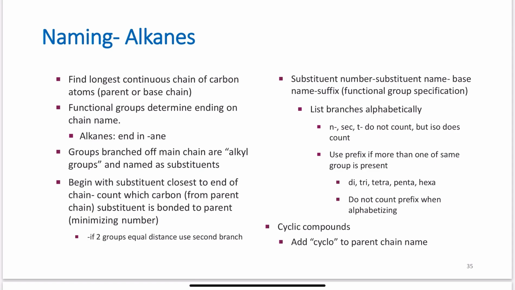Use the prefix if more than one of the same group is present. So if I have 2 of something, I say di. If I have 3, I say tri. 4 tetra, 5 penta, 6 hexa. Do not count the prefix, though, when alphabetizing these. If you have a cyclic compound, add the word cyclo to the parent chain name.